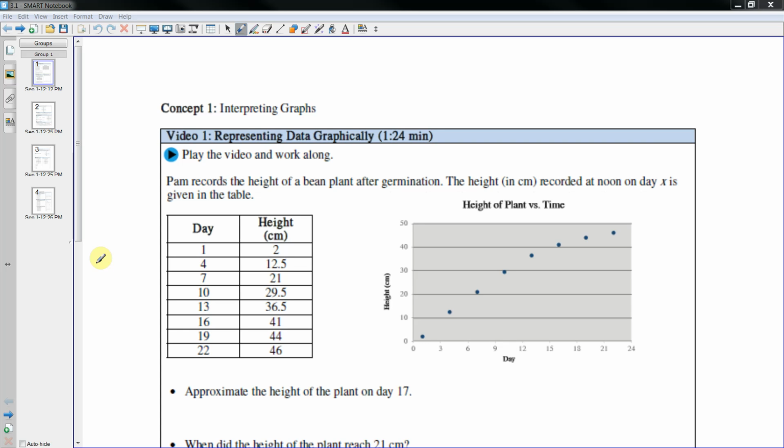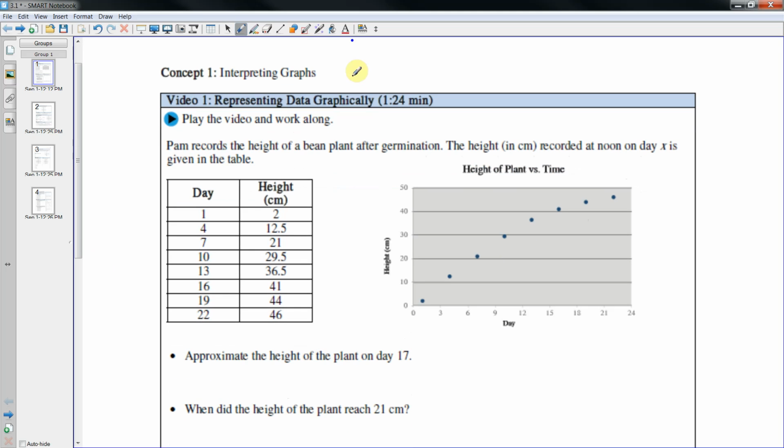Let's talk a little bit about graphing points. The first part of this section talks about interpreting graphs, and you can see that Pam is recording the height of a bean plant. She's recorded the days and then the heights, and then she's made a table, and then she's taken that table and plotted the points. You can see as the days go, the height of the plant gets higher and higher.